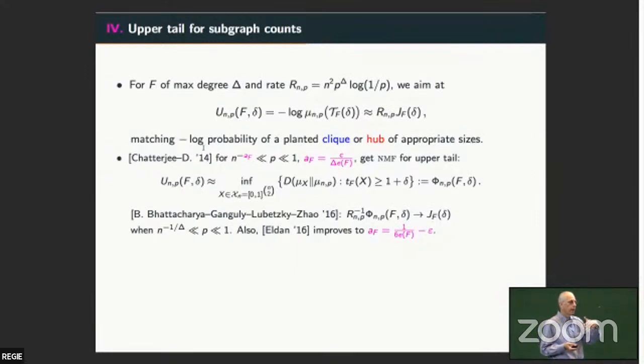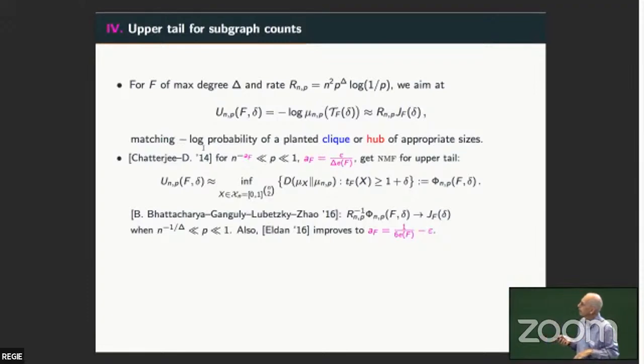You try to plant a clique. You can calculate what's the size of the clique you need in order to get the extra count. And you can do the same for the hub. You can calculate what it will imply as a lower bound on the tail probability. And one of them will be winning, depending on delta and F, one may win or the other. And the claim, the hunch, is that this is the best to do. No need to do something more complicated.